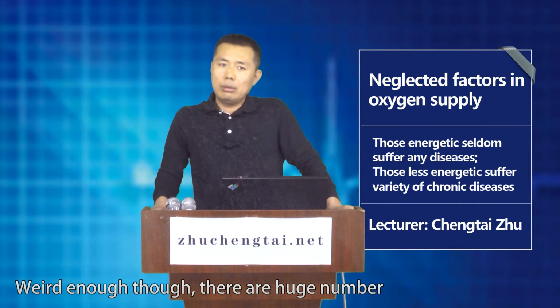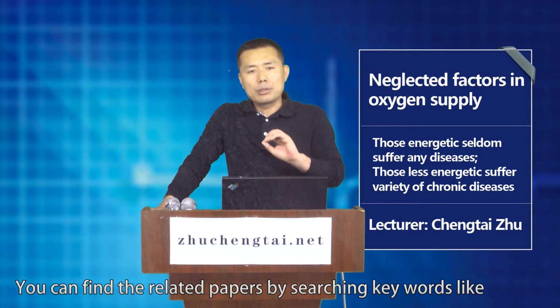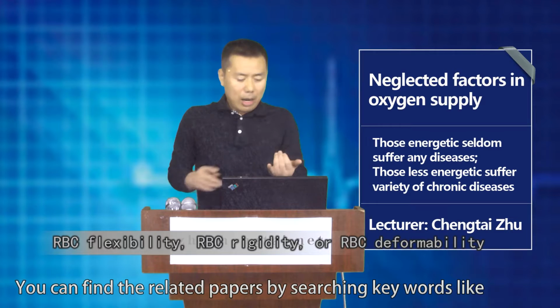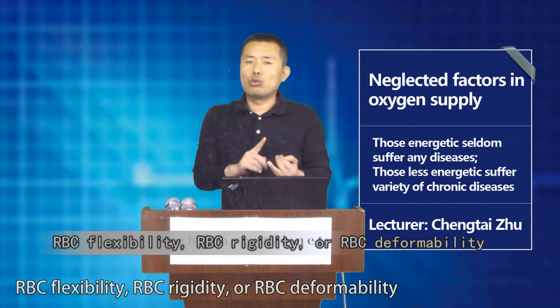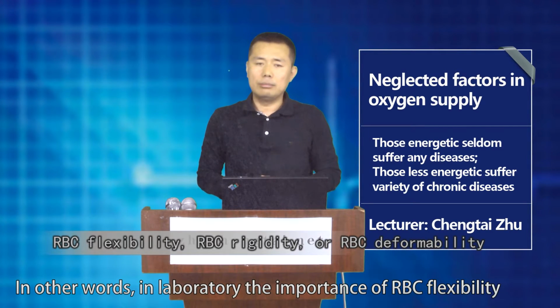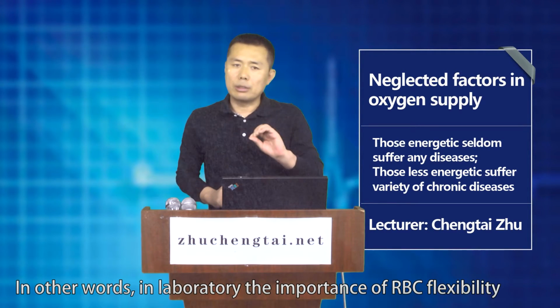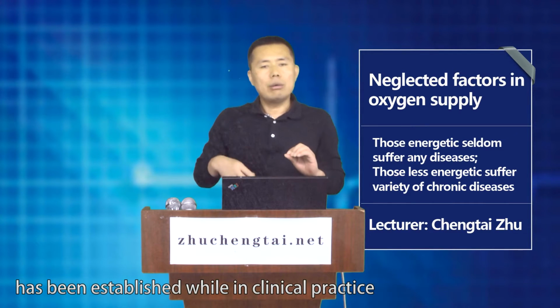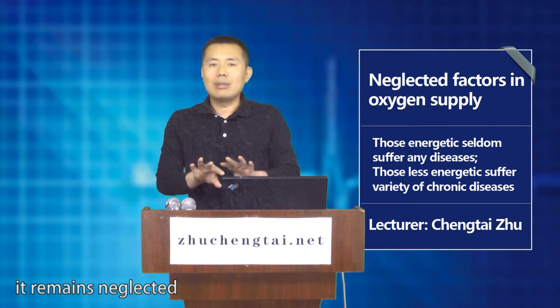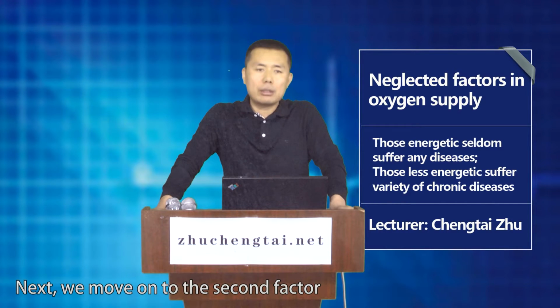Weird enough, though, there are a huge number of research papers available regarding RBC flexibility. You can find the related papers by searching keywords like RBC flexibility, RBC rigidity, or RBC deformability in the scholar site of Google. In other words, in laboratory, the importance of RBC flexibility has been established, while in clinical practice, it remains neglected. Next, we move on to the second factor affecting the step of oxygen release, RBC diameter.